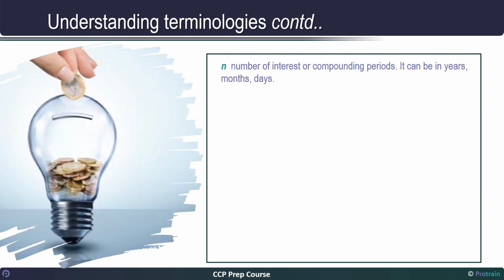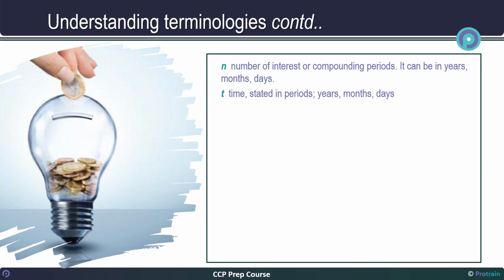N is number of interest, or compounding periods. It can be in years, months, days. T is time, stated in periods, years, months, days. We must understand here that N and T are different when it comes to time value of money calculations. The time value of money concept is based on compounding period N, so are the formulas.